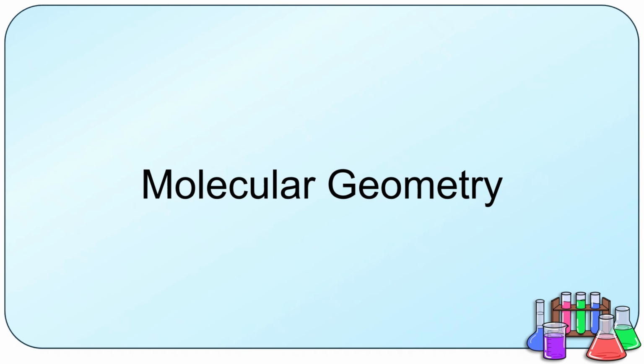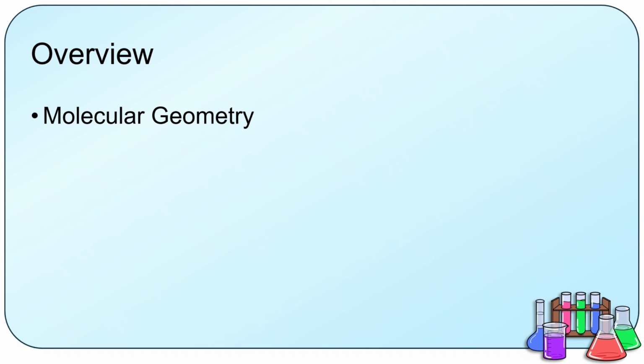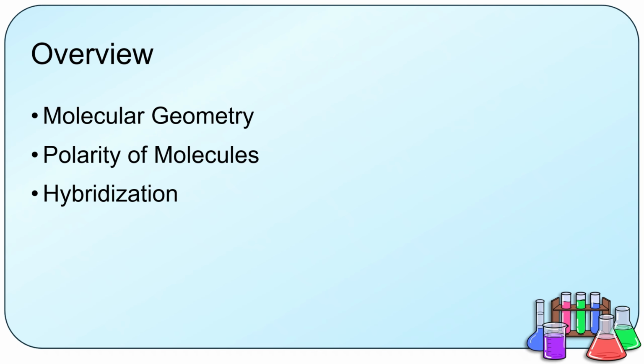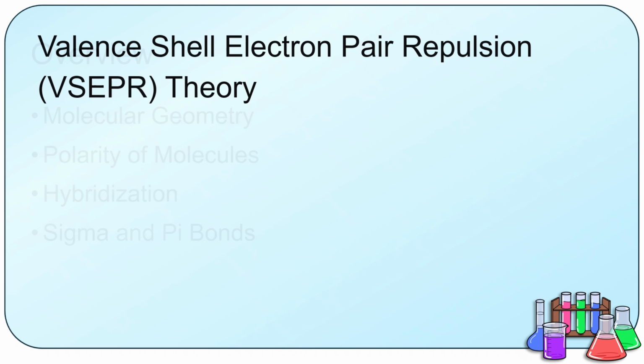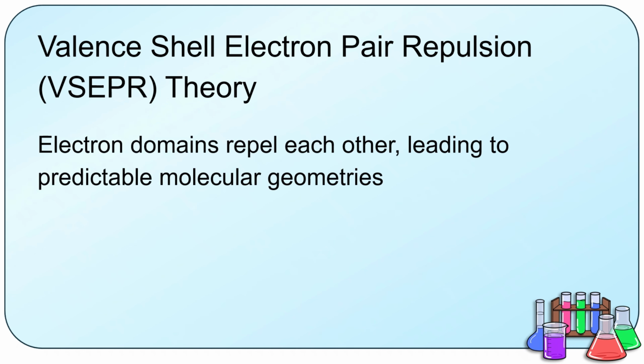In this video, we'll talk about molecular geometry, which is the shapes of molecules. We'll also go over polarity of molecules, hybridization, and sigma and pi bonds. Molecular geometry is built on the valence shell electron pair repulsion theory, or VSEPR theory. Despite how long and complicated the name sounds, it's actually a very simple concept. Electron domains repel each other, leading to predictable molecular geometries.